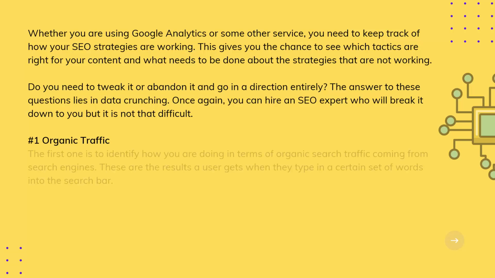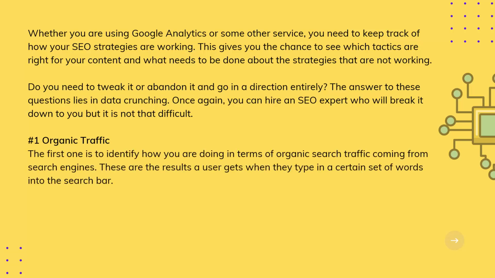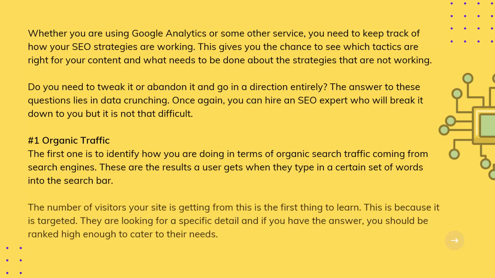The first one is to identify how you are doing in terms of organic search traffic coming in from search engines. These are the results a user gets when they type in a certain set of words into the search bar. The number of visitors your site is getting from this is the first thing to learn. This is because it is targeted. They are looking for a specific detail, and if you have the answer, you should be ranked high enough to cater to their needs.